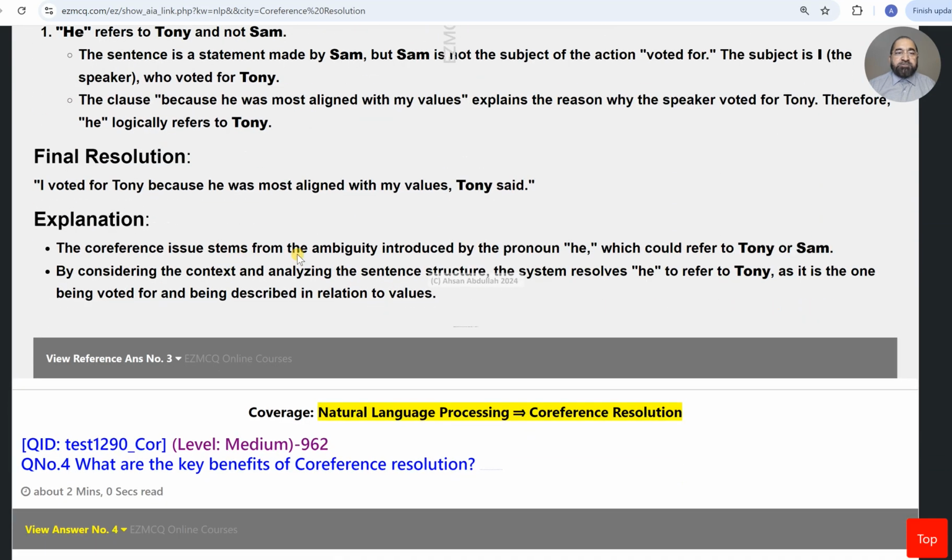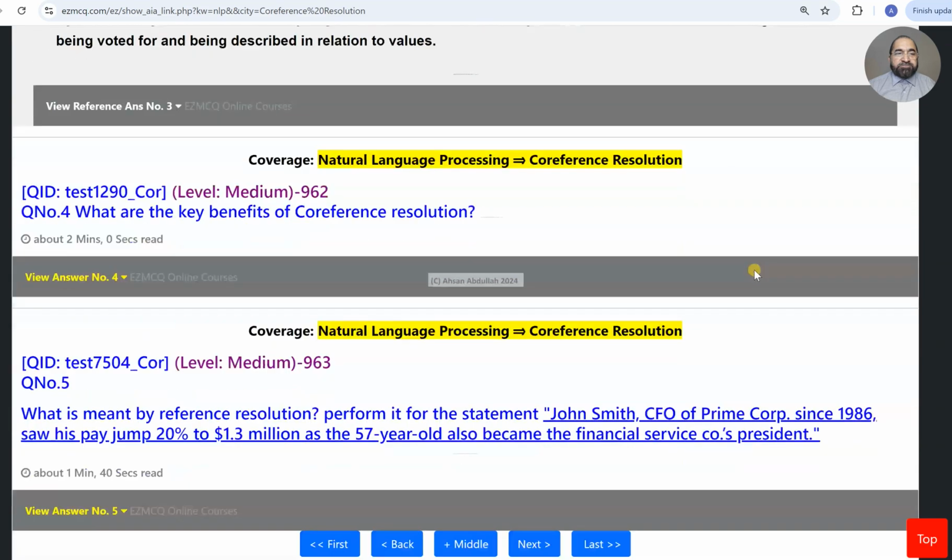So this stems from the ambiguity introduced by the pronoun he. He meant Tony or he meant Sam. And by considering the context and analyzing the sentence structure, the system resolves the he to Tony. All right, so this is how it works. And of course, it's a challenging problem, as you will discover as we proceed.